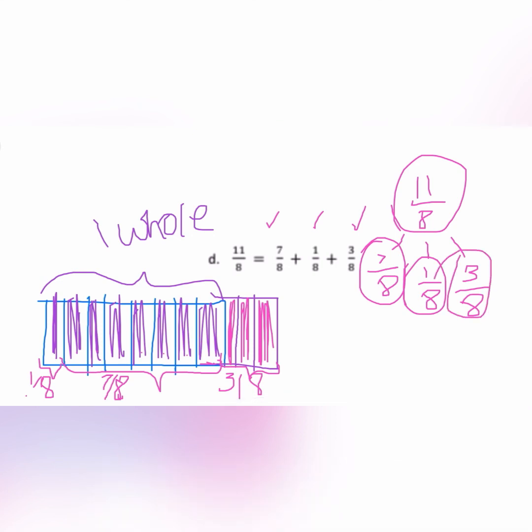Always make sure that your number bond adds back up to the top number, or in this case, fraction. So I know 7 plus 1 plus 3 gives me 11. My denominator is 8, so I know it adds back up to 11/8, and my answer is correct.